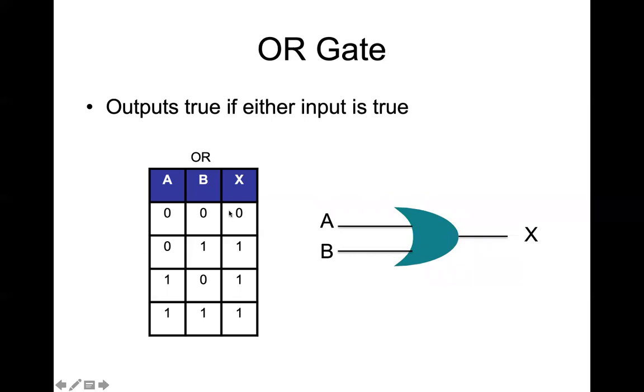If A and B are both 0, that is to say have low voltage, then the output is 0. In that case, neither input is true, so the output has to be 0. If A is 1, or B is 1, or they're both 1, then the output of an OR gate is 1.